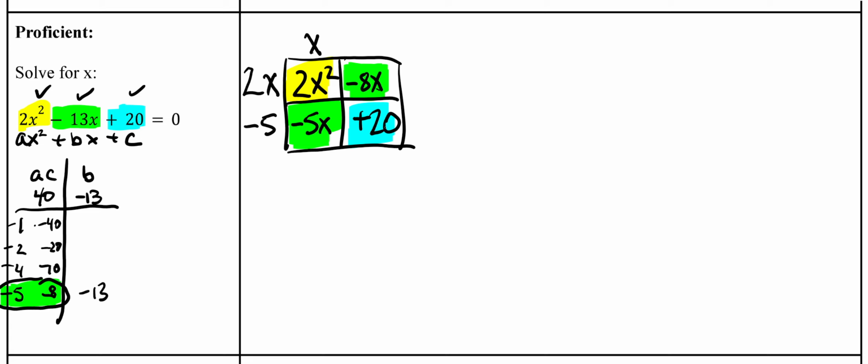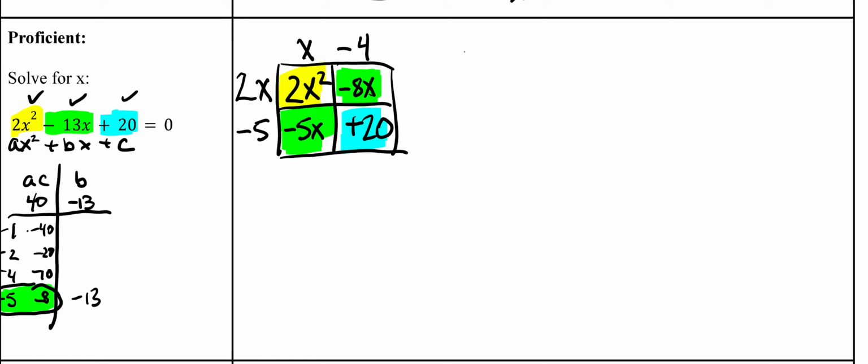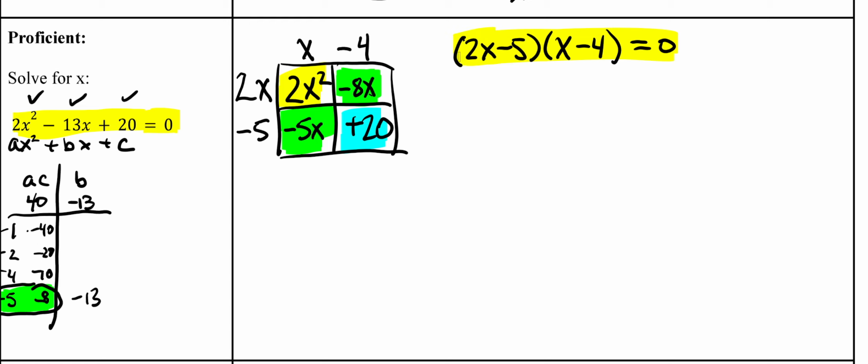And x times what would give me negative 5x? Negative 5. And negative 5 times what would give me a positive 20? Well, a negative times a negative is positive, and 5 times 4 is 20. So that would be my two factors. And so then I can write this out. 2x minus 5 times x minus 4 equals 0. And now this equation right here is the same as this right here. It's just in factored form, because these factors multiply to give us the same as that trinomial.